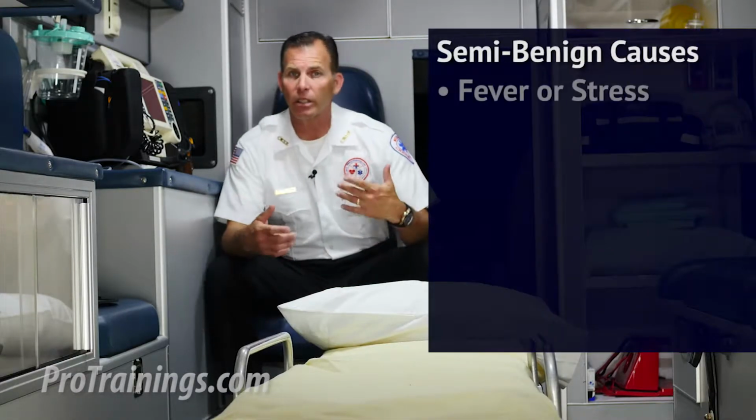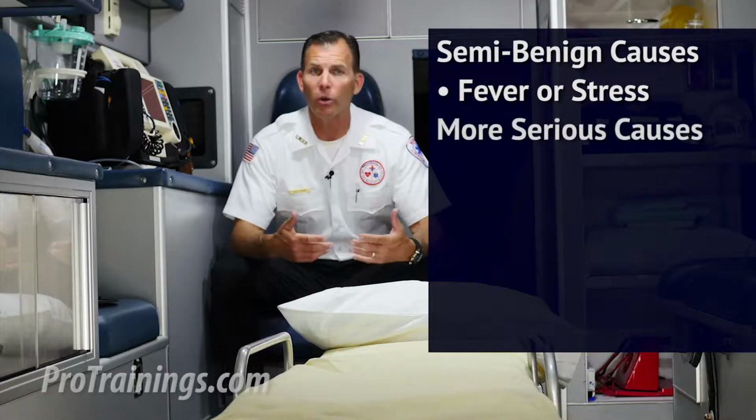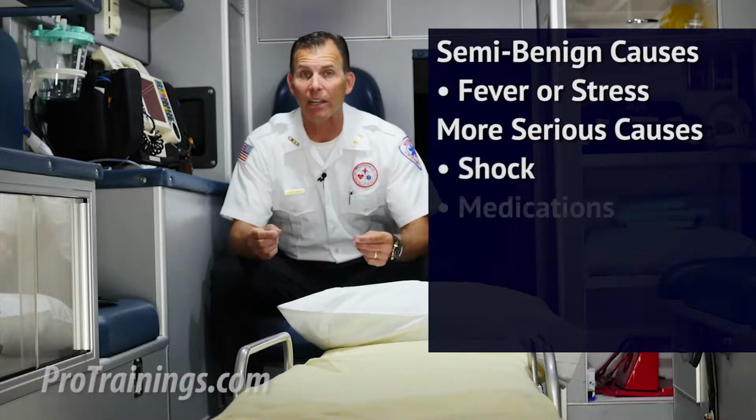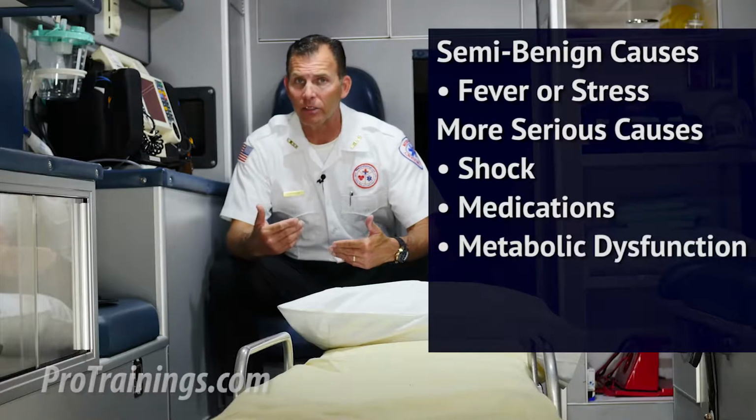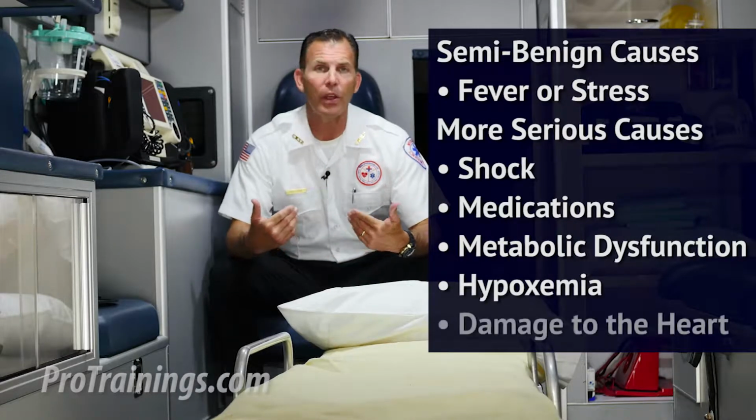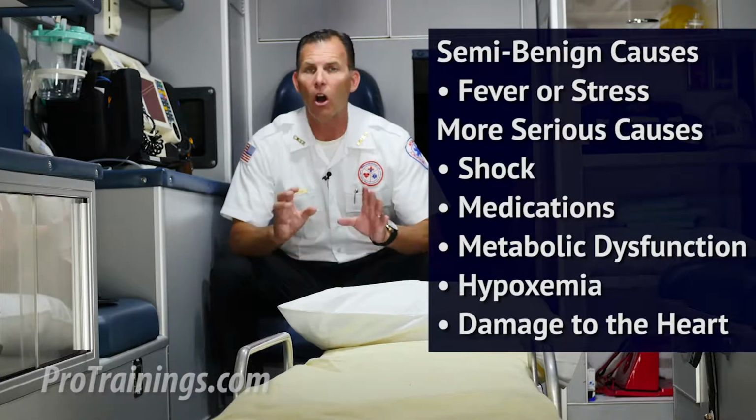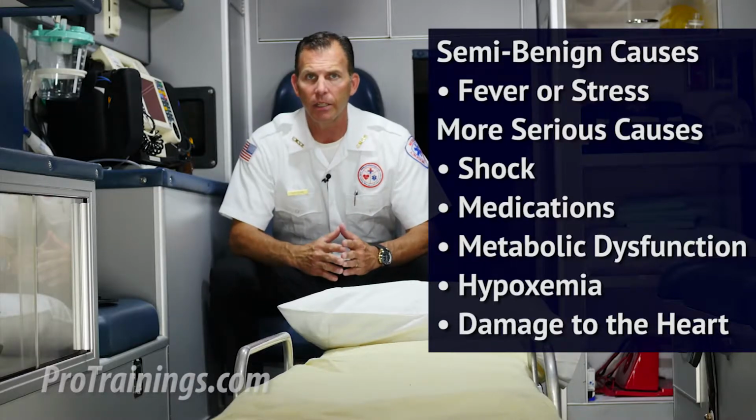Let's take a closer look at tachycardia for the pediatric patient. An infant's or child's heart rate that is greater than normal for their age, activity level, and clinical condition is considered tachycardia. Now, many things can cause tachycardia. Semi-benign things like a fever or stress, or more serious causes like shock and medications, metabolic dysfunction, hypoxemia, and damage to the heart muscle can all cause pediatric tachycardia.